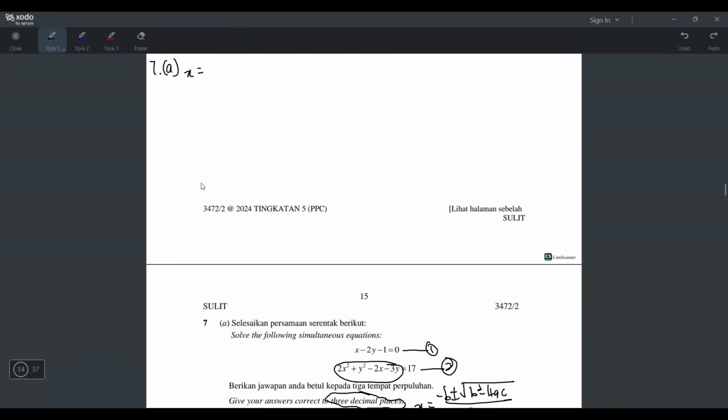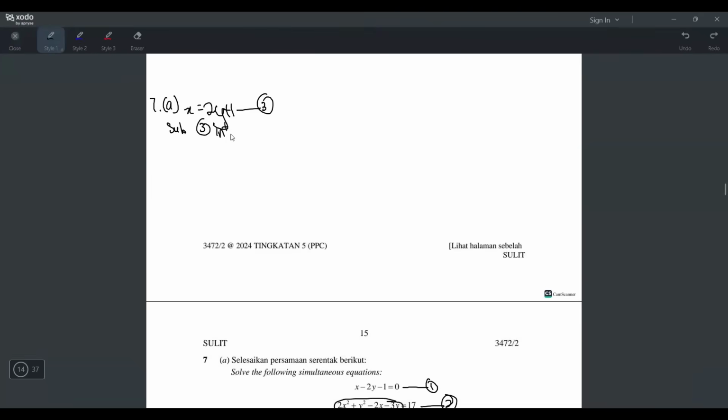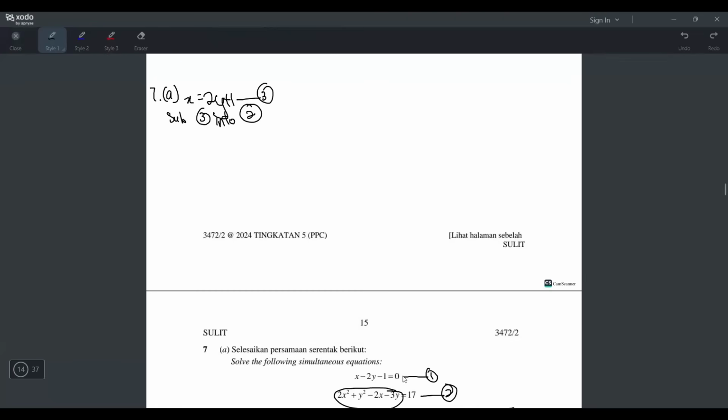So I will just make x single: move the negative 2y to become 2y, move minus 1 to become plus 1, and I will call this equation 3. Then I will write sub 3 into 2. Now I look at equation 2 and write down the whole equation 2. But instead of writing 2x squared, I'll write 2 bracket squared, because later I have to replace. Then plus y squared plus minus 2x, x also in brackets, minus 3y equals 17. And for the x, you just substitute 2y plus 1, right? Now we can just expand the whole thing and then find y.